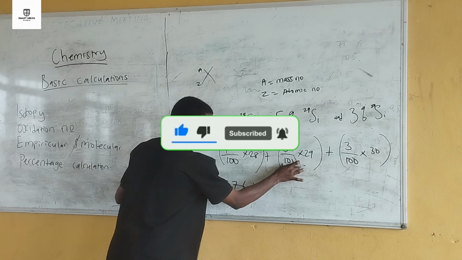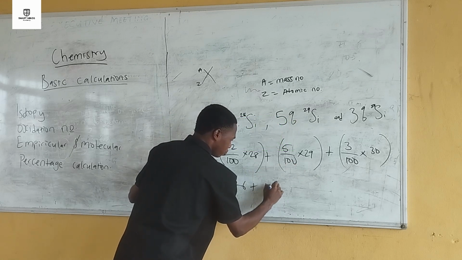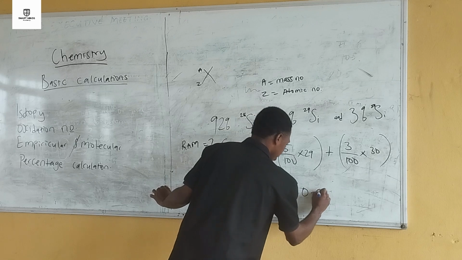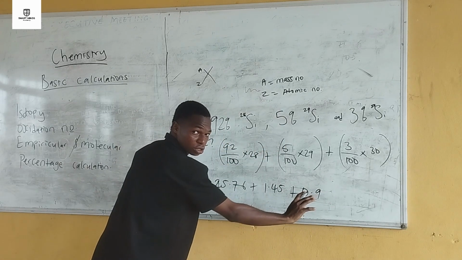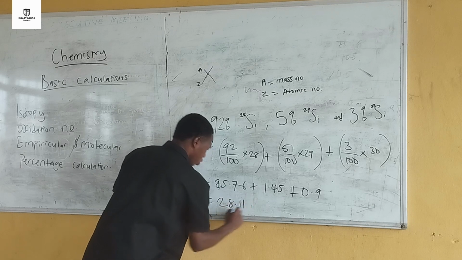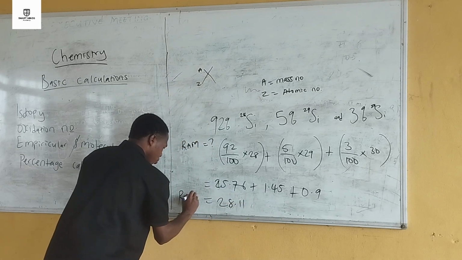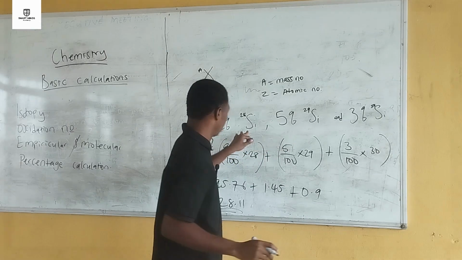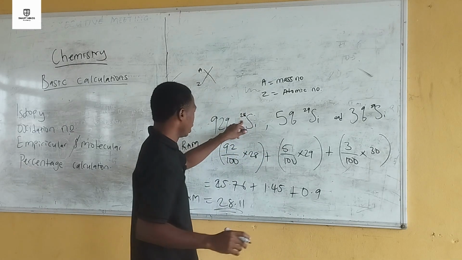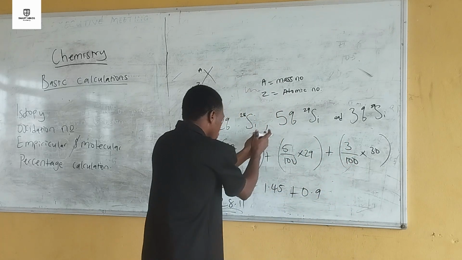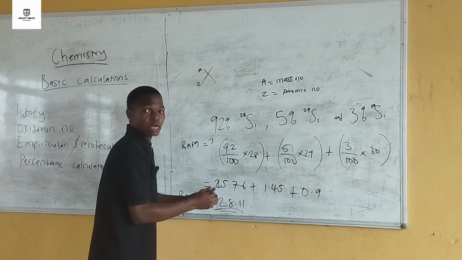25.76 plus 1.45 plus 0.9. Everything gave you what? 28.11. So the relative atomic mass of silicon 28, 29, and 30 all together is 28.11.